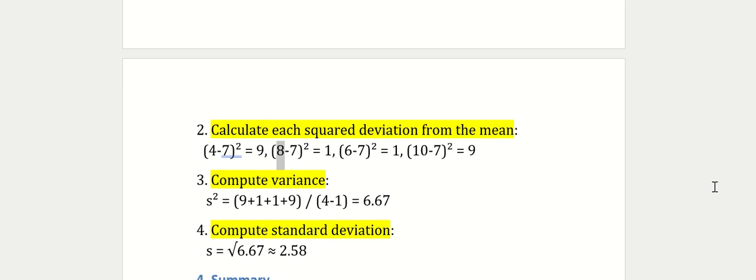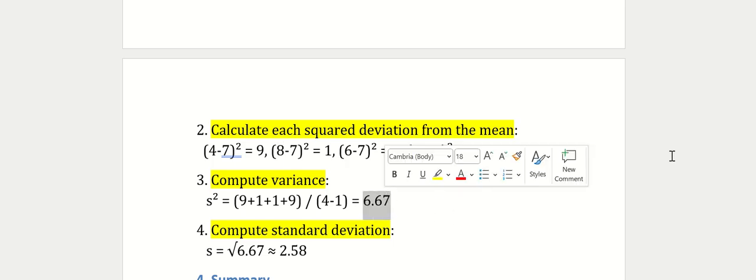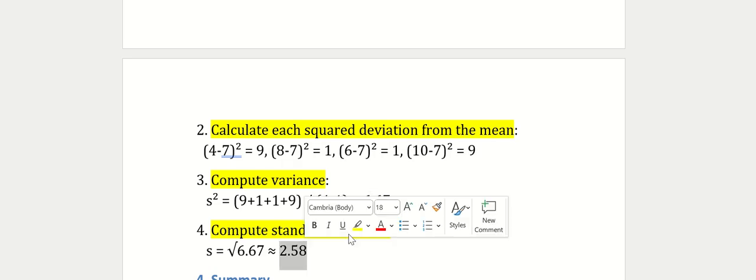Now after that, we need to compute the variance. We just sum all these previous numbers, the squared deviations from the mean, and we divide them, instead of by n, which is the total number, because this is a sample, by n minus 1, which is 4 data points minus 1, and what we will get is 6.67. Now if we want to compute the standard deviation, we only have to take the square root of the variance, and here we get 2.58.